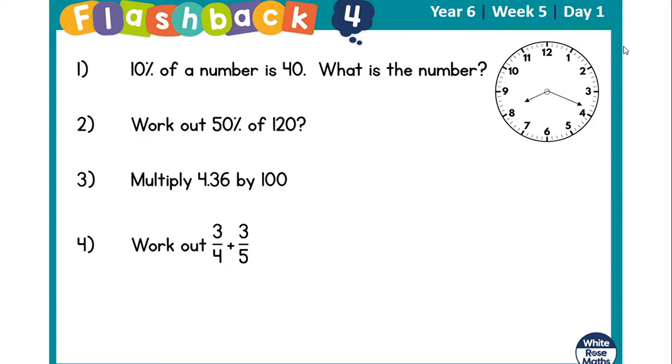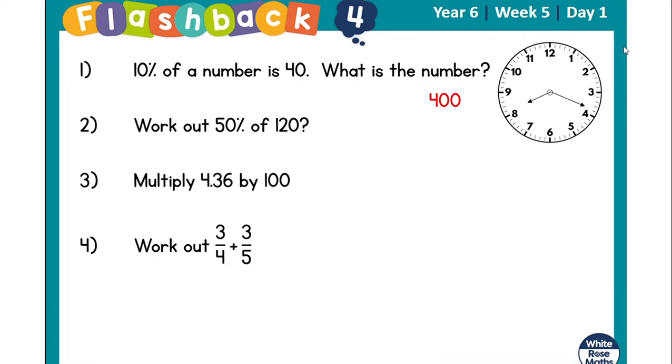Okay, so question 1. If 10% of a number is 40, what is the number? Well, we know that 10% is the same as 1/10. So 1/10 of a number is 40. That means the whole number must be 10 times that. So 40 times 10 is 400. The answer is 400. Number 2, work out 50% of 120. We know that 50% is the same as a half, and a half of 120 is 60.